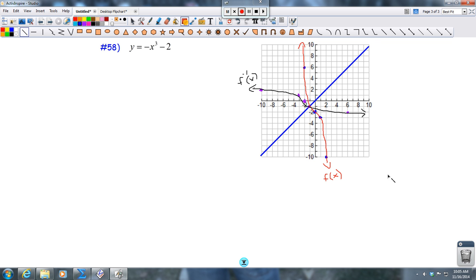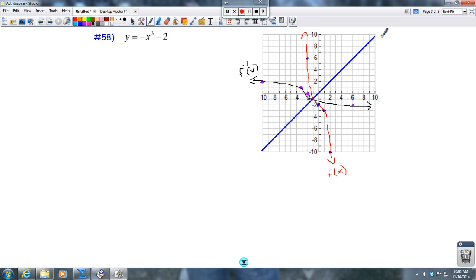Are those two graphs, the red one and the black one, reflections of each other across this graph? You know, this red piece here reflects across and becomes the black piece. And this red piece here reflects across and becomes the black one here. So yes, they are inverses of each other, and they're inverses across the line y equals x. That's by definition. Alright, so we're done with the graph.